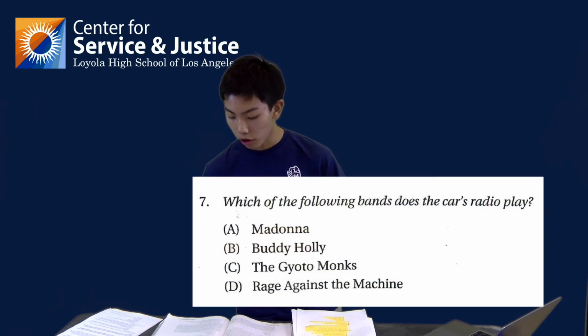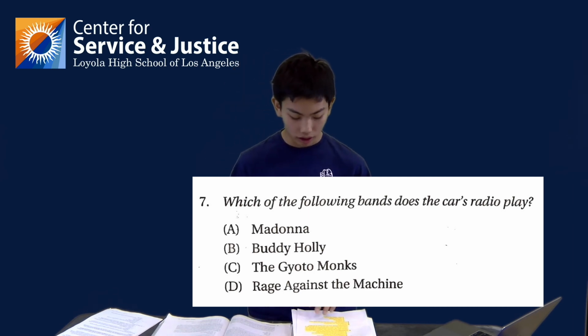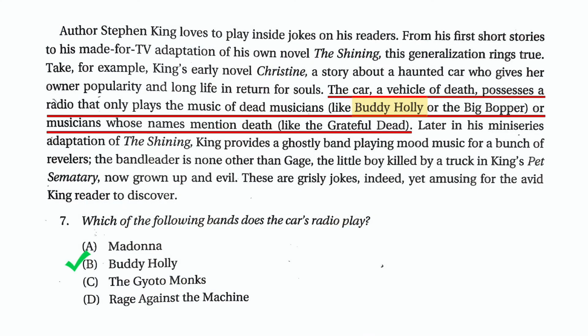So let's look at the question and what it's asking. Which of the following bands does the car's radio play? So after underlining important information, you will come across the line where it tells you the answer. The car, a vehicle of death, possesses a radio that only plays the music of dead musicians like Buddy Holly or the Big Bopper, or musicians who mention death like the Grateful Dead. So the passage already tells you which bands the car radio plays: only the music of dead musicians like Buddy Holly or the Big Bopper. So the answer choice is B, because it explicitly states that in the passage.